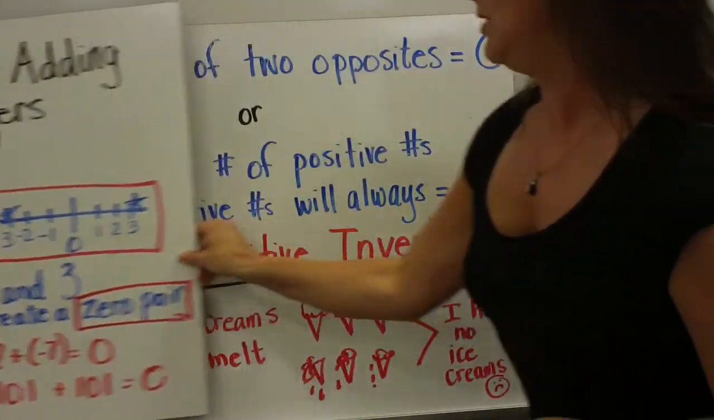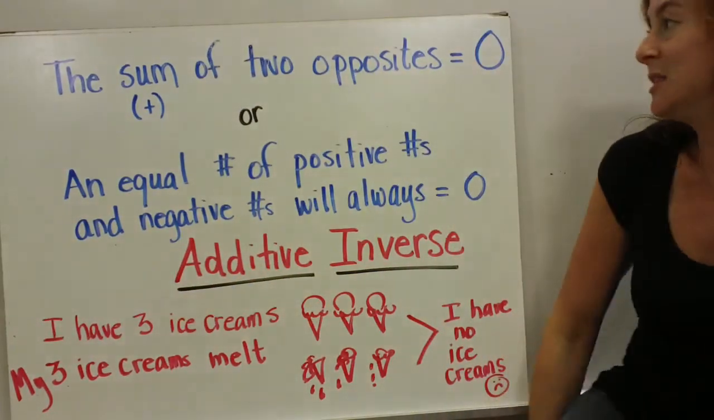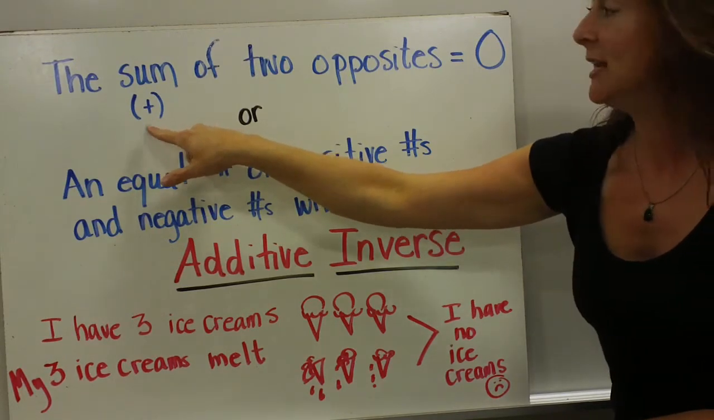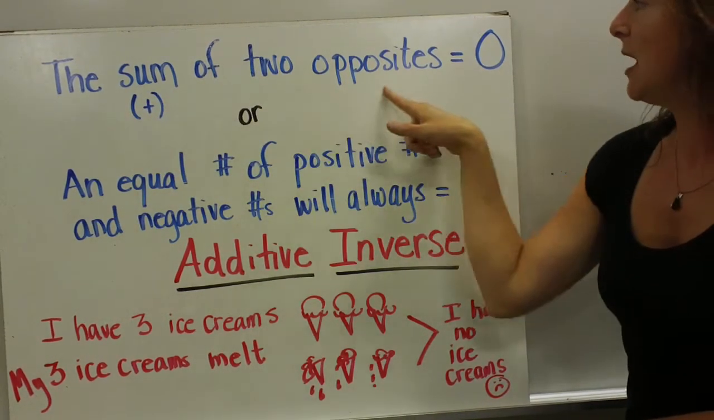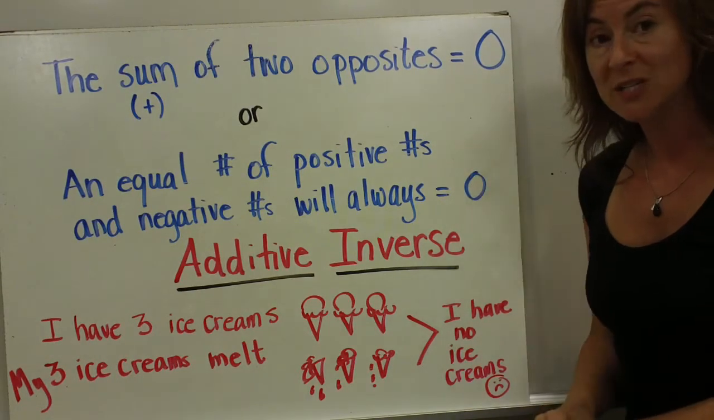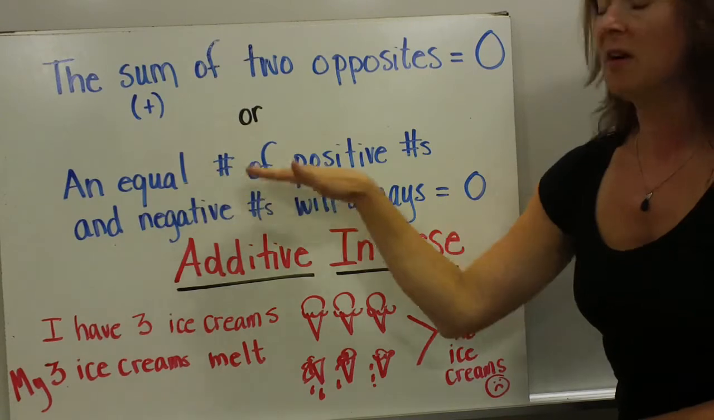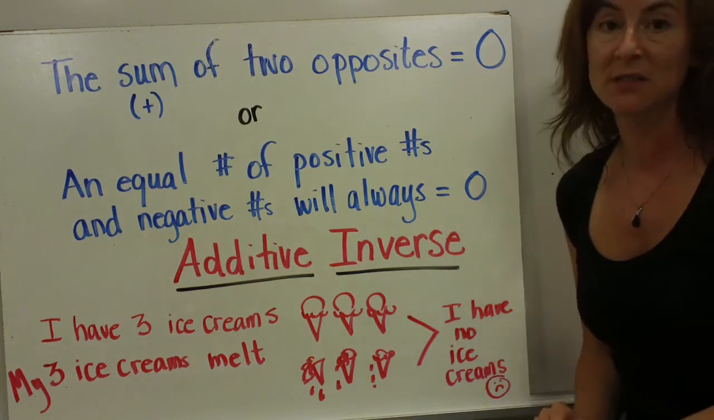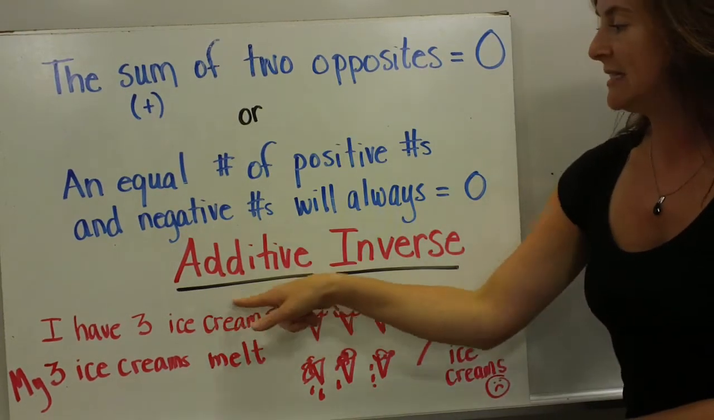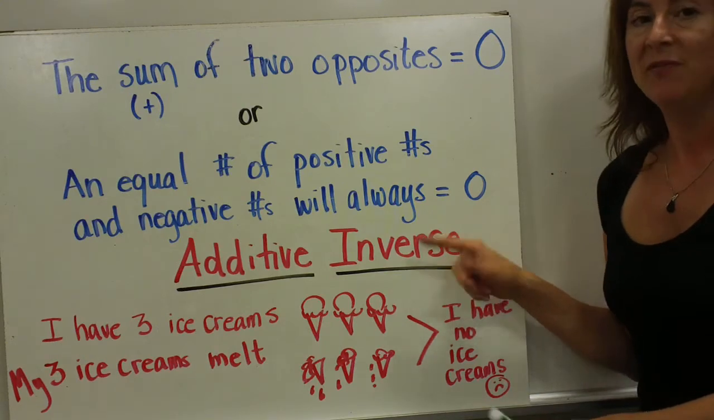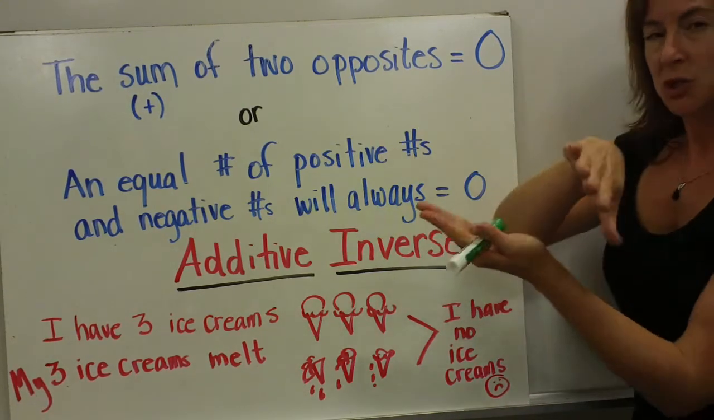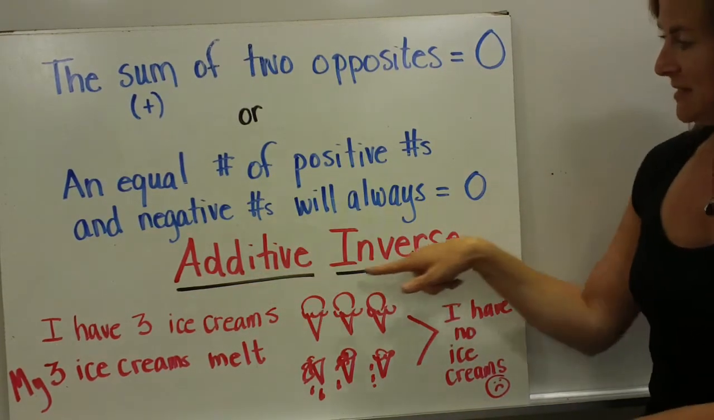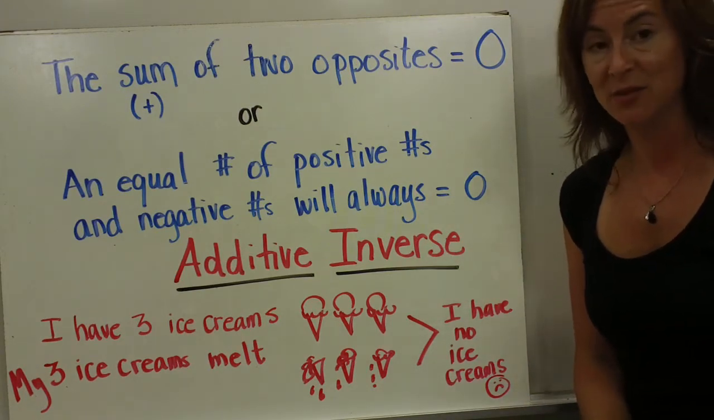There's a vocabulary word that you need to know regarding zero pairs. The sum, or remember, sum refers to addition and the answer in an addition problem. The sum of two opposites equals 0. Another way to look at that is an equal number of positives and negatives will always equal 0. This is called the additive inverse. If you think of something inverted, it's turned upside down, it's the opposite. So when you add the opposite, you are always going to get 0.